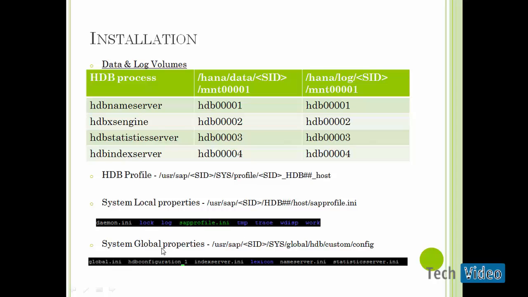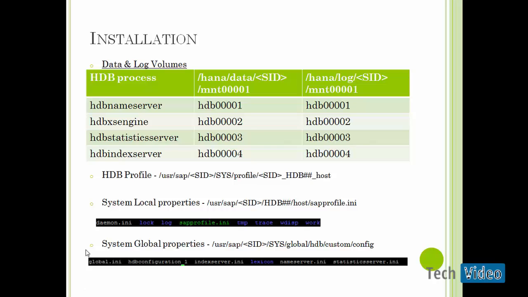Coming to global properties, global.ini. Each INI here, global.ini, indexserver.ini, nameserver.ini, statisticsserver.ini, will have a set of parameters which are grouped into sections and clubbed under each INI. That we will learn later.